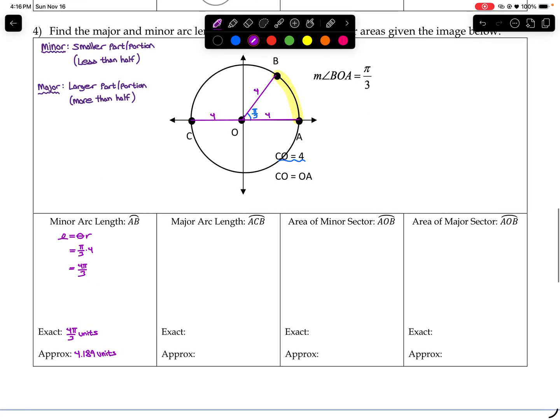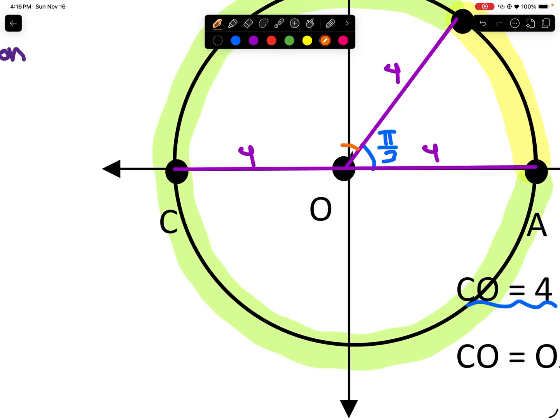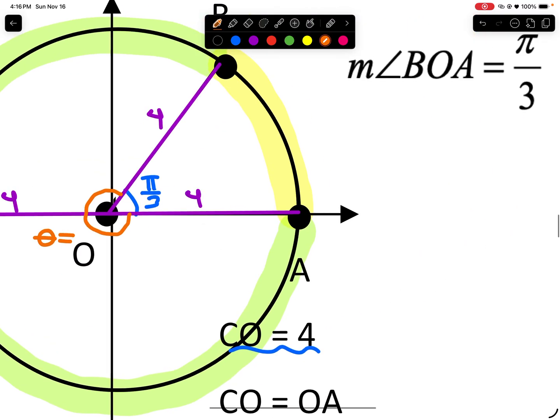So now I'm ready to do the major arc. Now the major arc is going to be pretty much everything else. So that's going to be this larger section over here. So the first thing I need to do is I actually need to find the angle. So this angle right here, which is going to represent the central angle for the major arc. So in order to find that theta value, theta is going to equal a full revolution minus the central angle that we do know, which is pi over 3.